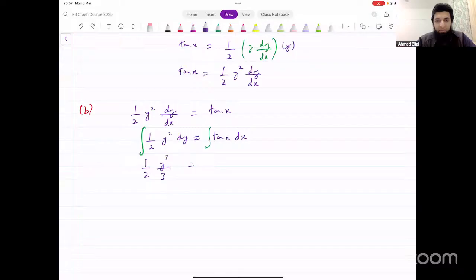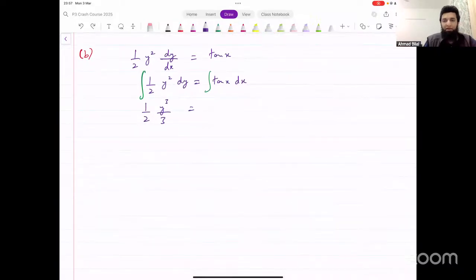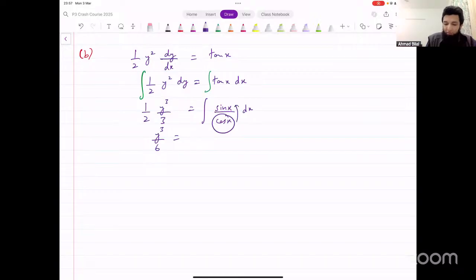Integration of tan, remember I told you that you have to remember the method used for integration of tan. It is done using the ln rule. How exactly? You write tan as sin x over cos x. Now on the left side you have y cubed over 6. On the right side, what's the derivative of cos? Derivative of cos is minus sine. So we want minus sine in the numerator so that it becomes the log form. We can put a negative sign inside, and to balance that, a negative sign outside. And that becomes minus ln of cos of x plus c.